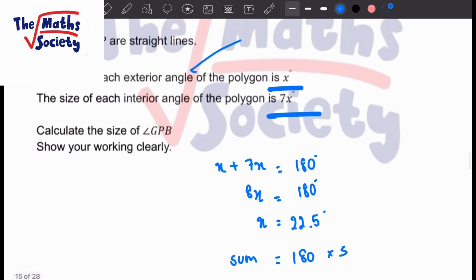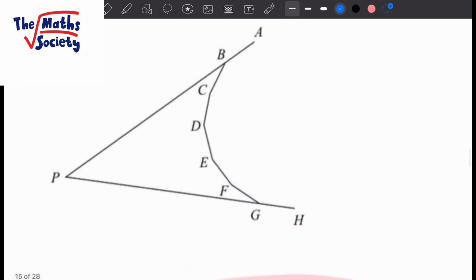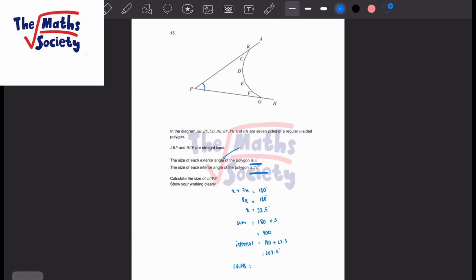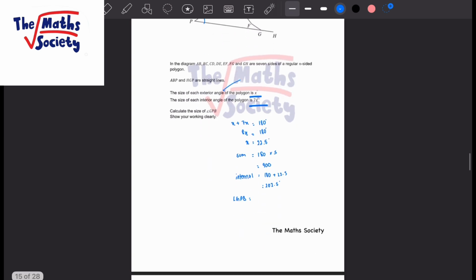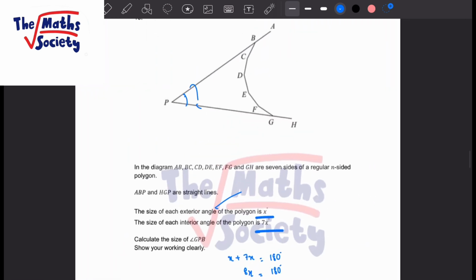And we need angle GPB. So if you want to know GPB, which is G, P, and B, which is just this side, we have to find out because the sum is 900, right, we need minus 2 multiplied by the single x, which is the external 22.5, minus 4 multiplied by the internal, which is 202.5, because there are 4 internal angles in there. So that's going to be 900 minus 2 multiplied by 22.5 minus 4 multiplied by 202.5, because those are the internal angles, so that will give you 45 degrees. It means this one is 45 degrees.